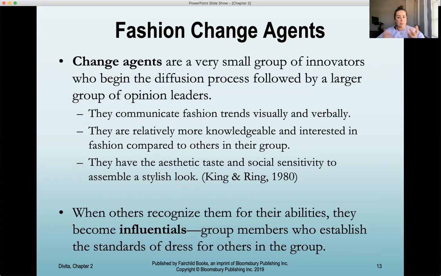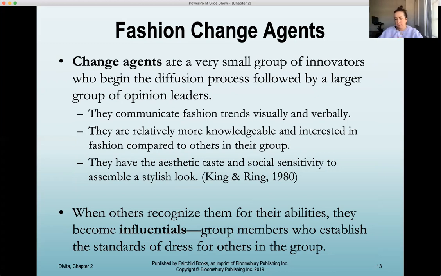They're surrounded by it, they work in it, they understand it. And then they have an aesthetic taste and social sensitivity to assemble a stylish look. So these people have a specific style, they like certain things, their aesthetic is very specific.